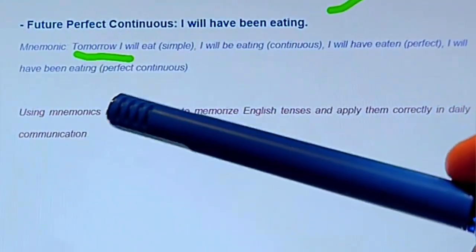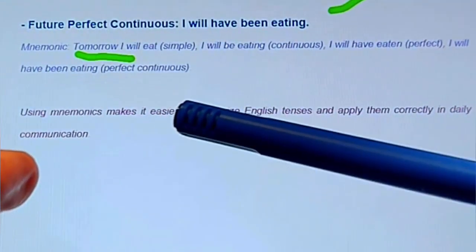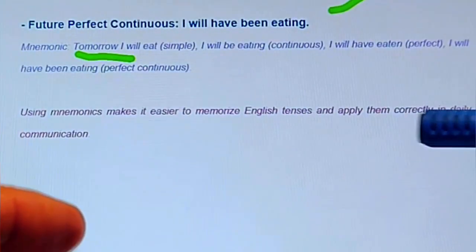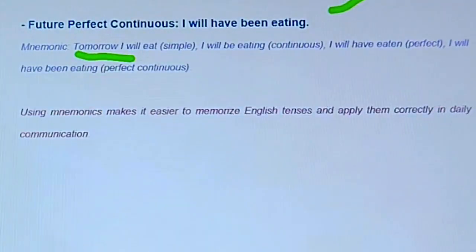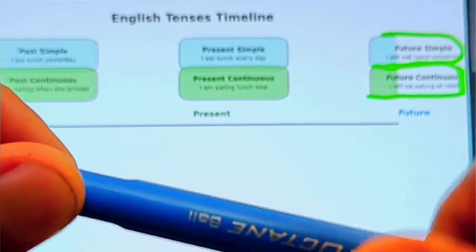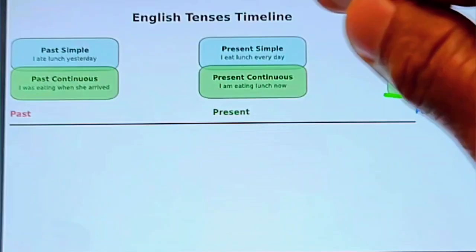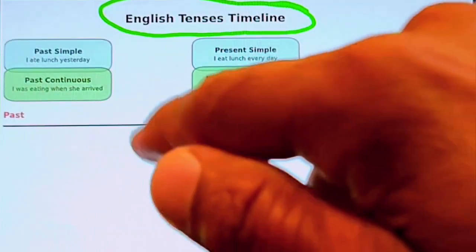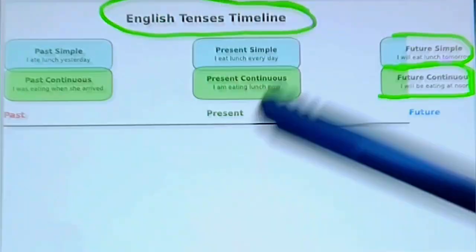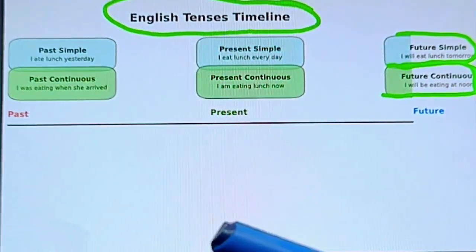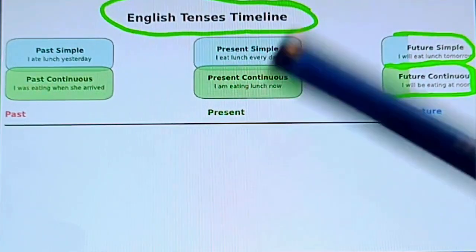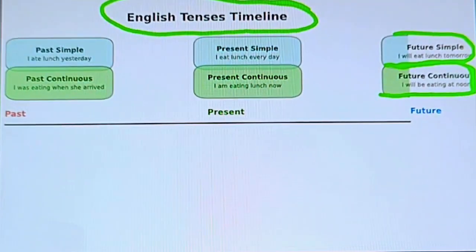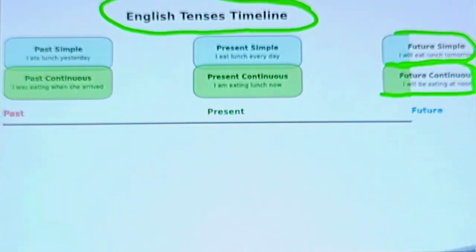So using mnemonics makes it easier to memorize English tenses and apply them correctly in daily communication. Next trick we have here, English tenses timeline. According to this trick, we write down all three tenses in three parts. First one, past tense we write on the left hand side, and future we write on the right hand side, and in the middle we put present tense.